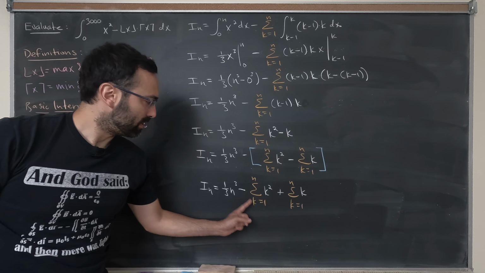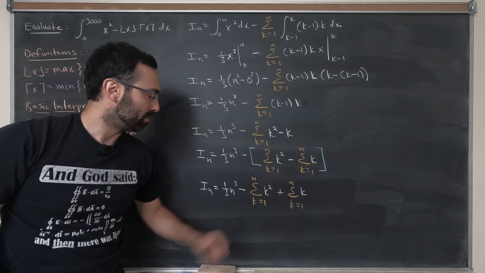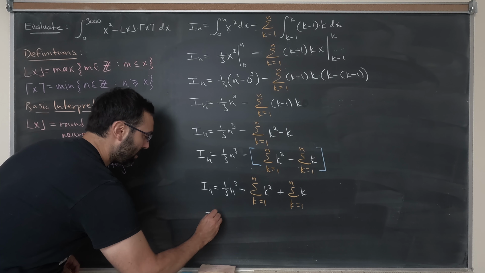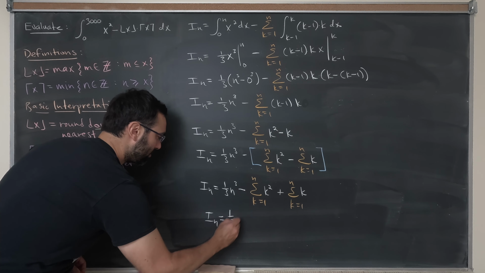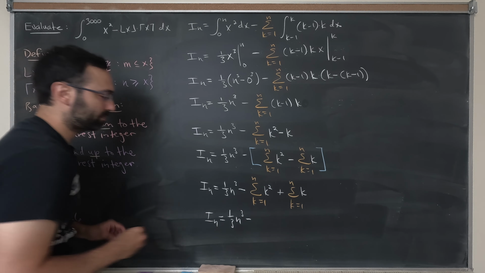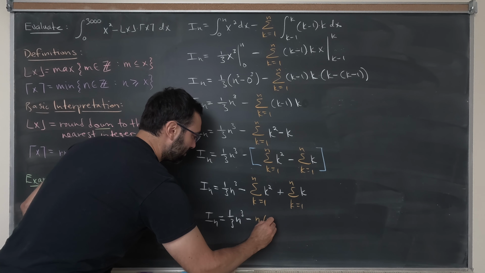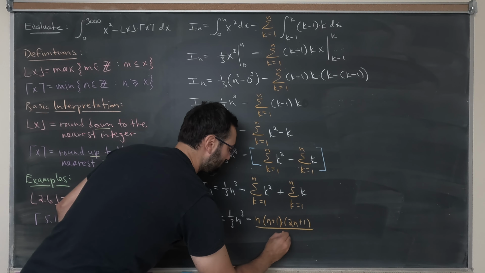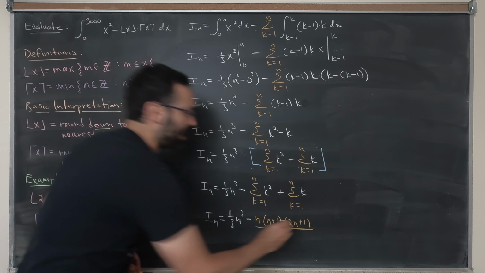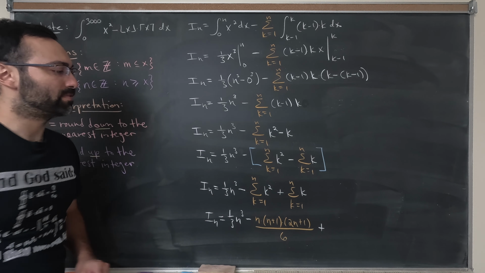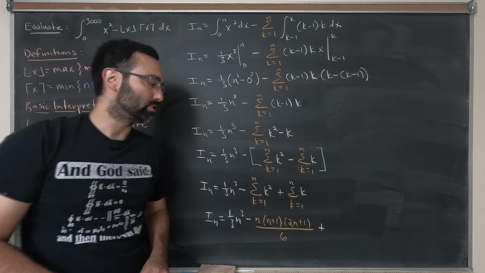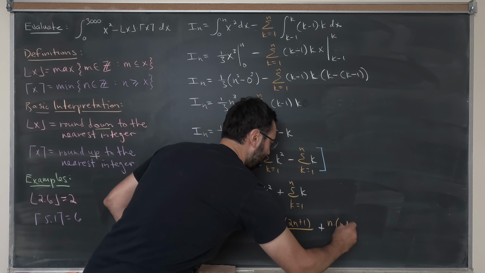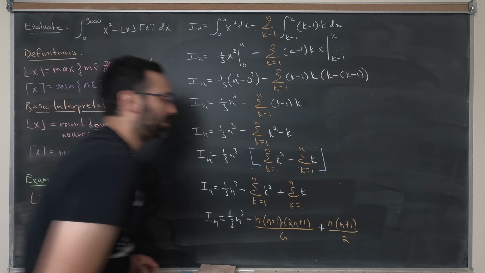Well, this summation right here is just the sum of the first n squares. And there's a well-known closed formula for that. And it's nothing more than the following. n times n plus 1 times 2n plus 1, all divided by 6. And for the next summation, that's the sum of the first n positive integers. And there's also a well-known summation for that. That's nothing more than n times n plus 1 divided by 2.